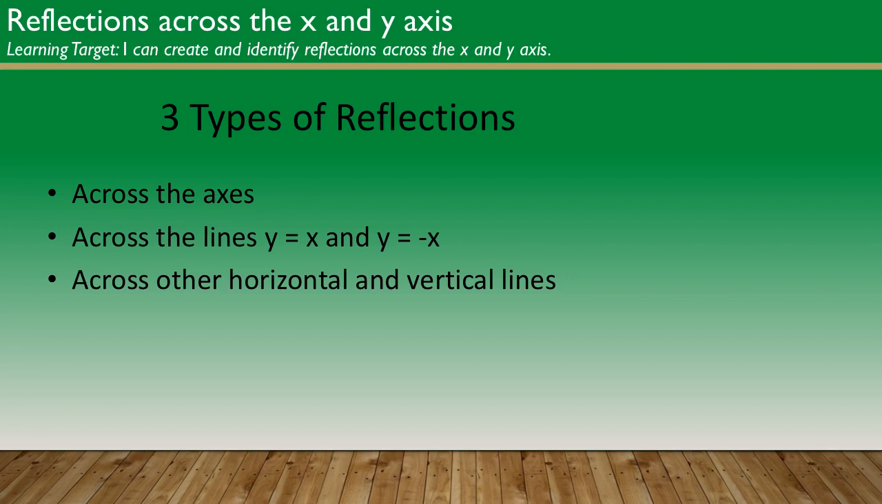There are 3 types of reflections that we'll be looking at in this class. We'll be doing reflection across the X and Y axis, which is what we'll do today. The other 2 that you see here, across the lines y equals x and y equals negative x, and other horizontal and vertical lines, we will do tomorrow. So that's what we'll be looking at with reflections.